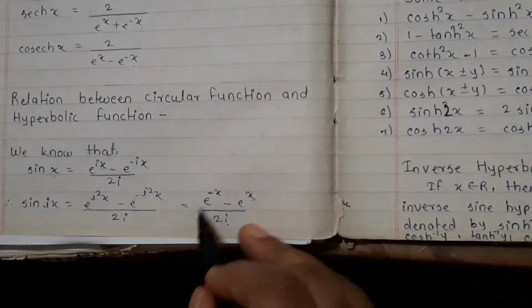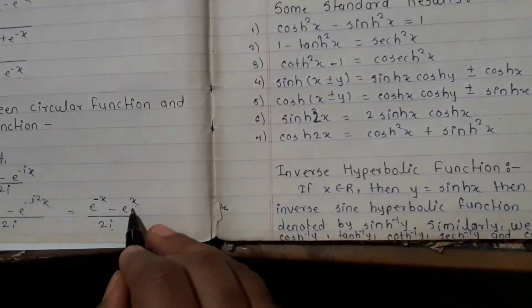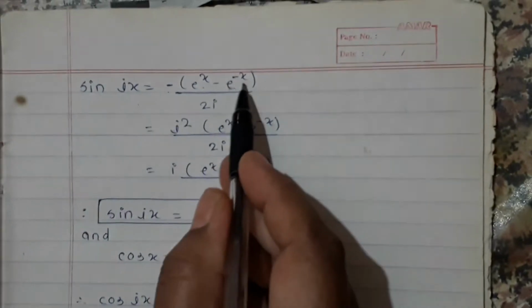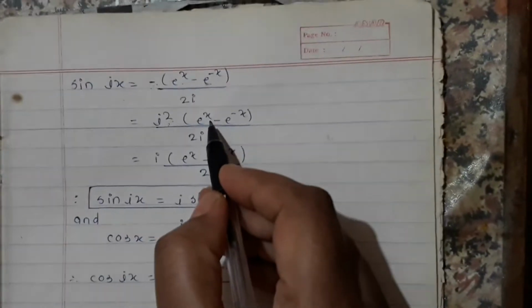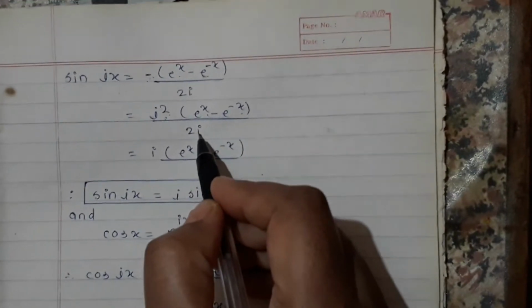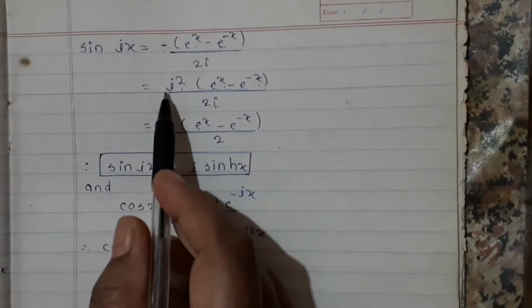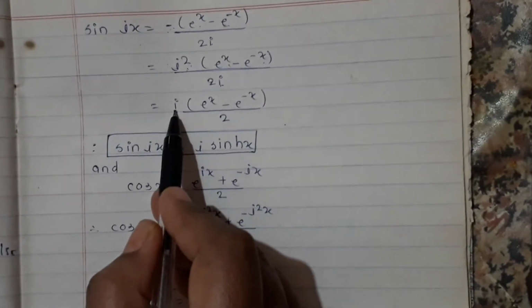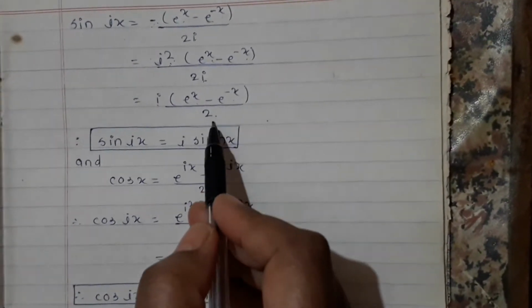So sin ix value is in this way. So sin ix is equal to, finally if you take a minus sign common here, minus of e raised to x minus e raised to minus x by 2i. Now minus 1 is nothing but i square, so we replace the minus sign by i square. Here is e raised to x minus e raised to minus x upon 2i. Now one i gets cancelled with the denominator, so when i is cancelled, there is a single i remaining in the numerator, and the denominator i is cancelled. So i into e raised to x minus e raised to minus x by 2.